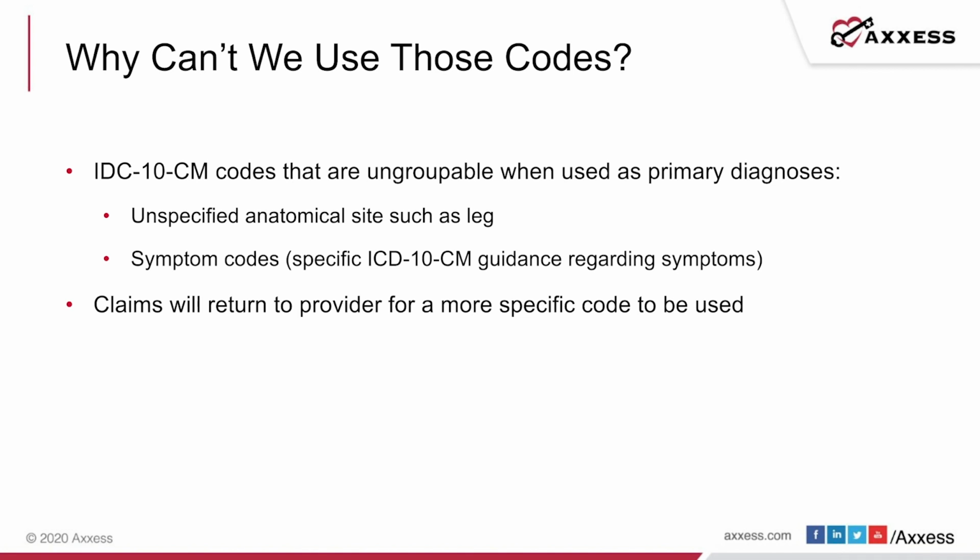Well, as we said before, it's because they're not specific enough. They don't give enough information about what's going on with that patient. For example, an unspecified anatomical site or symptom codes. And we're going to get into the symptom code guidance from the ICD-10 code set in just a moment. And again, as we just said, those claims will return to provider for a more specific diagnosis to be used.